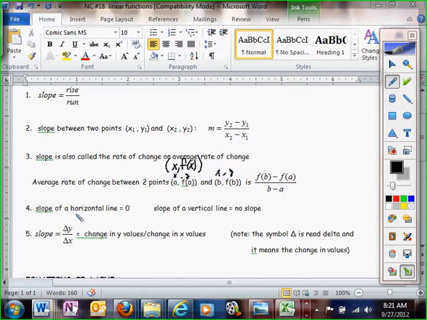Number 4, the slope of a horizontal line is 0. That's a line that goes from side to side. That slope is 0. It says the slope of a vertical line has no slope. Instead of saying no slope, I would prefer you say undefined. A vertical line is straight up and down, and its slope, even though my line isn't perfect there, is undefined.